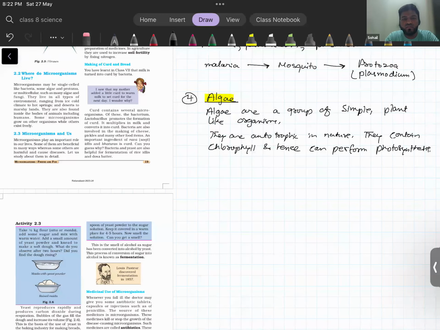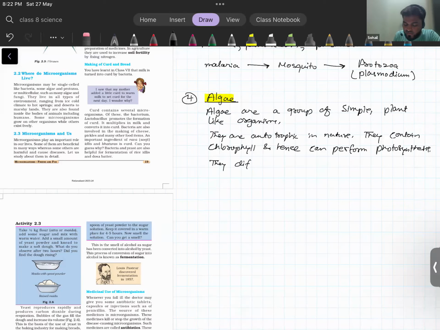Just stress a little bit. The answer is very simple. Difference between an algae and a plant. Yes, Ahmed? Roots, stems and leaves. Very good. They basically lack roots, stems and leaves. These are not found in algae. Okay.